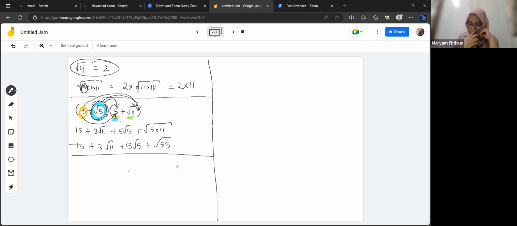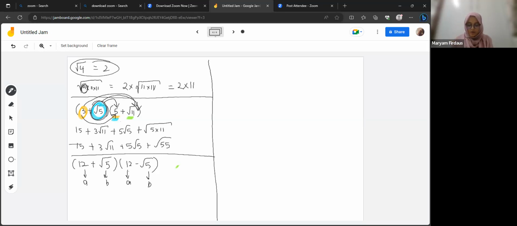Munir, please unmute. Yes, ma'am. Let's do the next one. Munir, which identity do you think you can use here? Do you remember some identity like this? What does this remind you of? Very good. A square minus B square. So this is your A plus B multiplied by A minus B, right? So this is equal to A square minus B square.